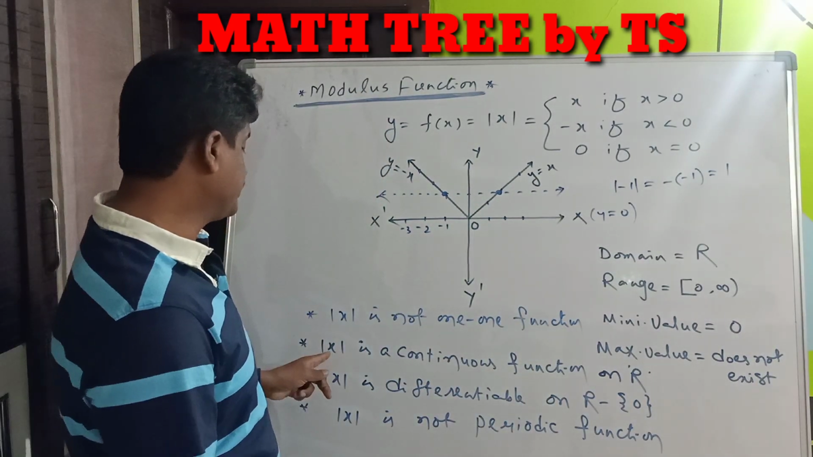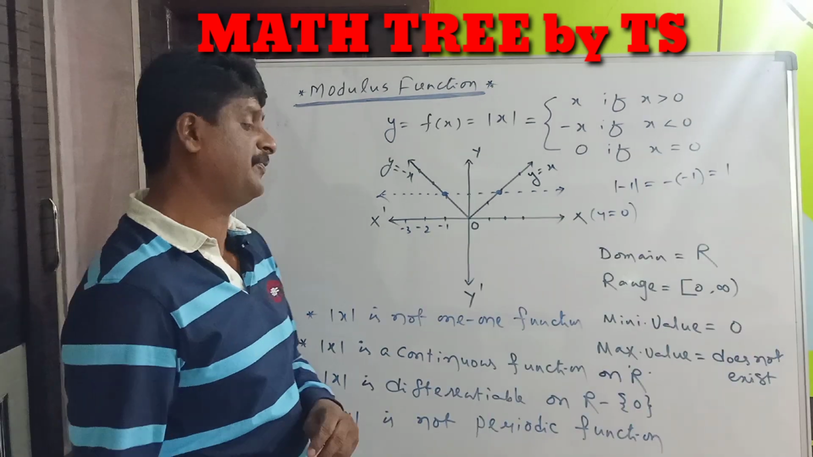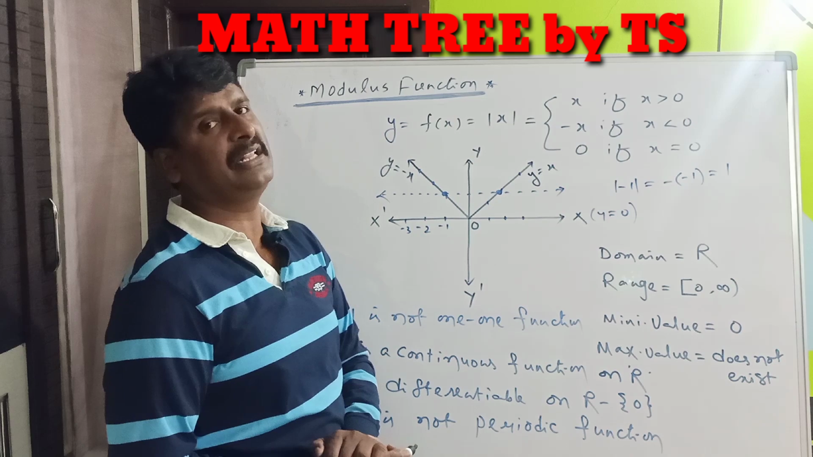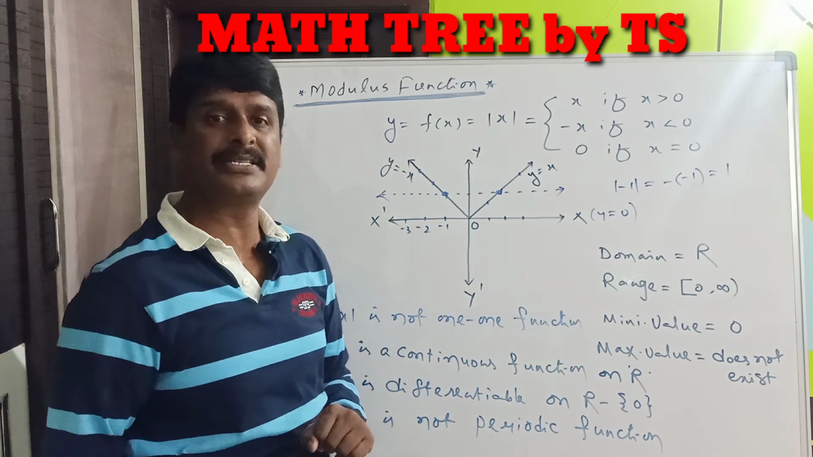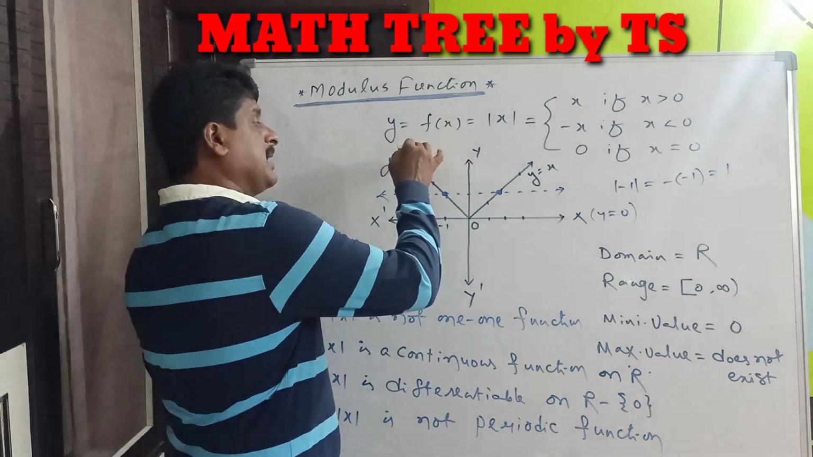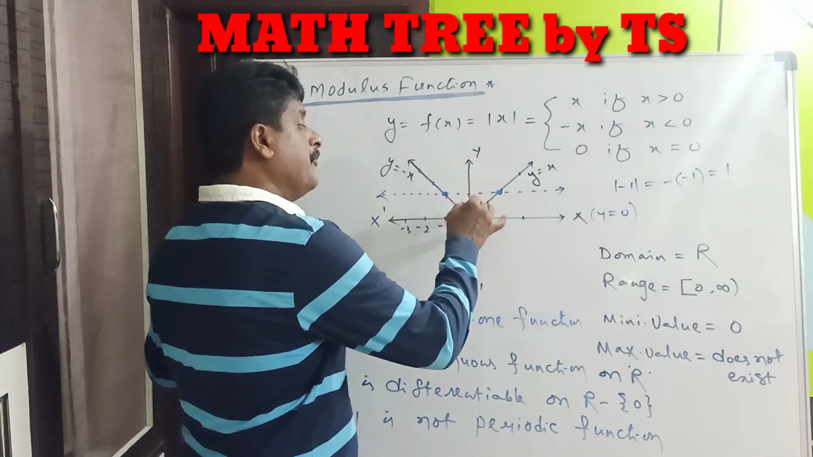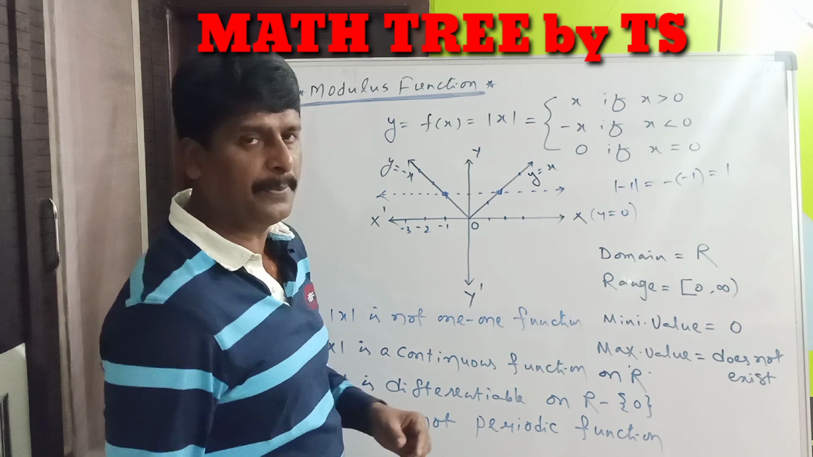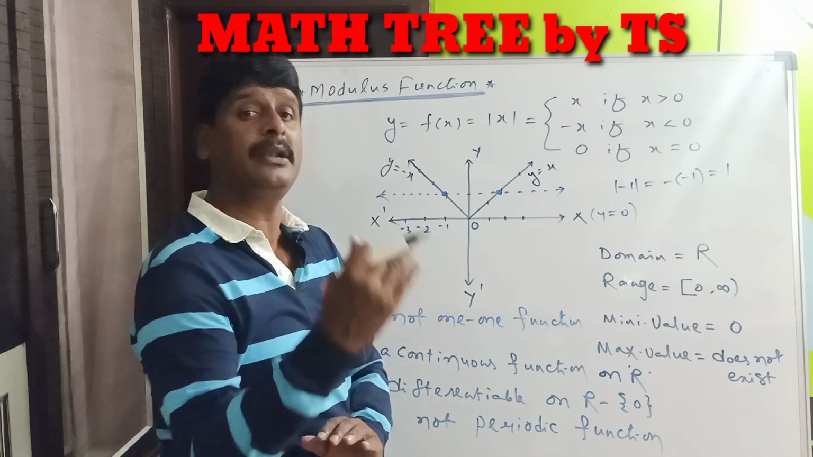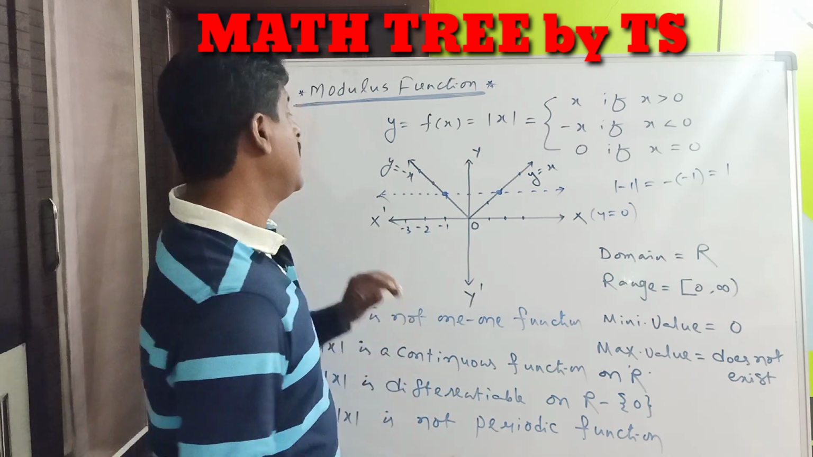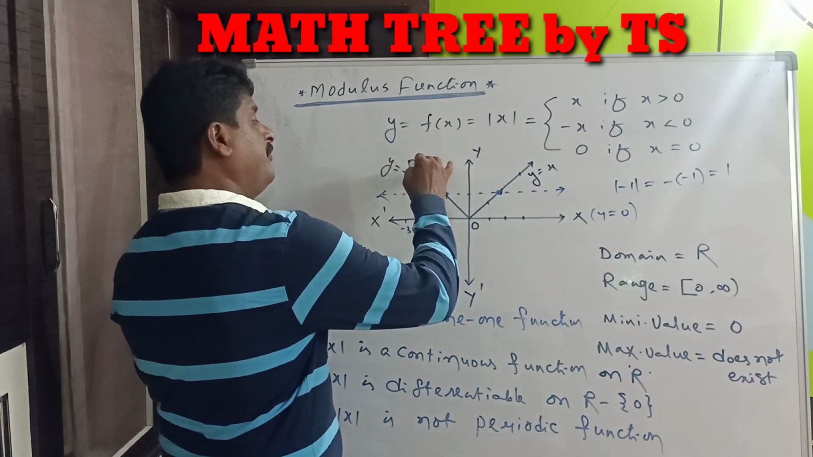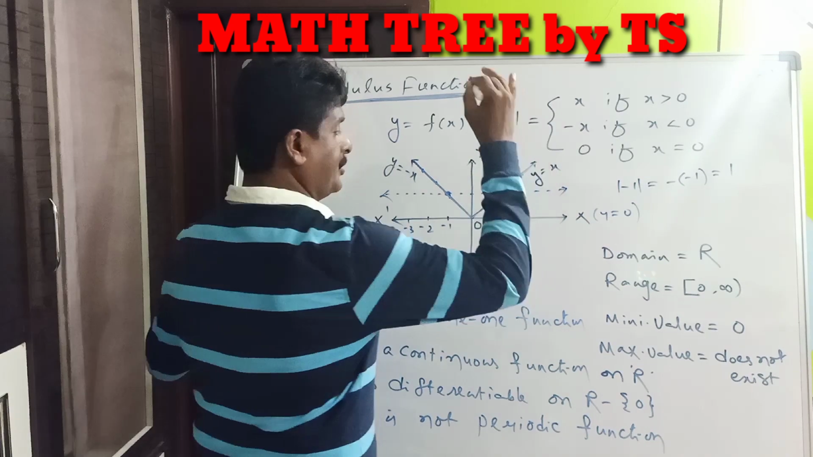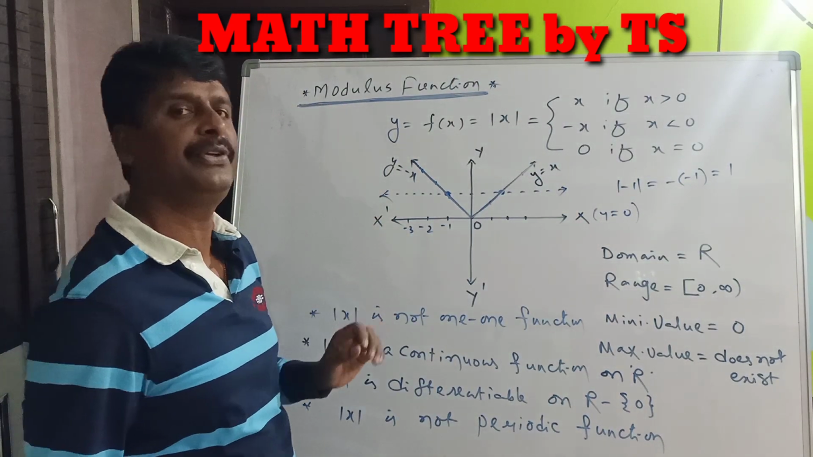And observe that mod x is a continuous function on its domain R. How to check whether a function is continuous or not? If we can draw the graph of a function without lifting the marker from the board, or without lifting the pen from the paper, then it is called a continuous function. Of course, we can draw its graph without lifting the marker from the board. That's why it is continuous everywhere.